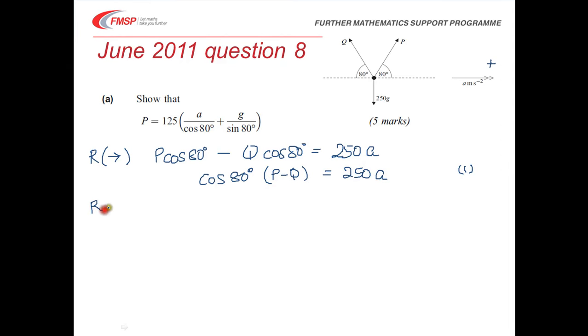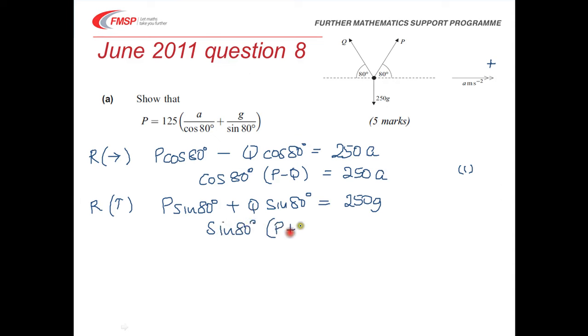Then we can resolve vertically. Bear in mind there's no acceleration vertically, so the two upward forces will balance out the downwards force. That is going to be P sin 80 plus Q sin 80, and those two forces are balanced out by the weight of this particle, which is 250g. Again, if we take out a factor of sin 80, we end up with what we will call our second equation.